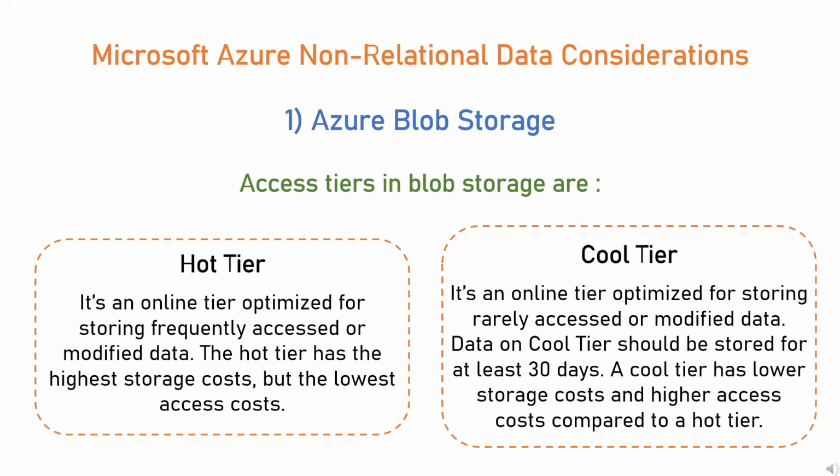Cool tier. It's an online tier optimized for storing rarely accessed or modified data. Data on cool tier should be stored for at least 30 days. A cool tier has lower storage costs and higher access costs compared to a hot tier.